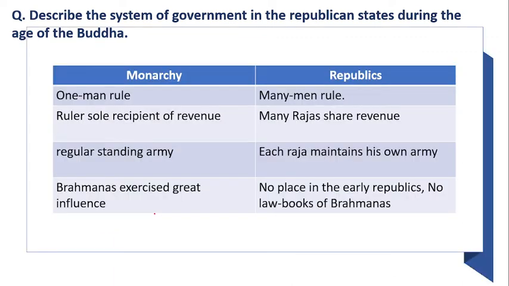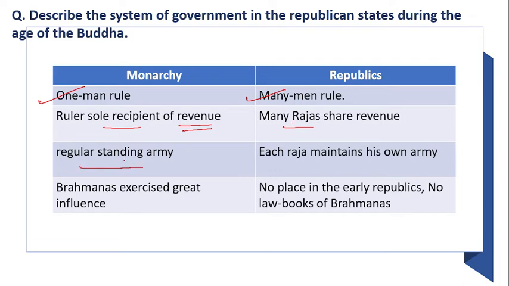If we compare how monarchy and republic forms of government were, one man used to rule in a monarchy, whereas in republics many men rule. For state revenues or taxation, whatever taxes were collected in the Mahajanapada, the sole recipient was the Raja or the monarch, and he distributed the revenues to different administrative departments. Whereas in republics many Rajas share the revenue, different Rajas collect the taxes and they keep their own treasury.